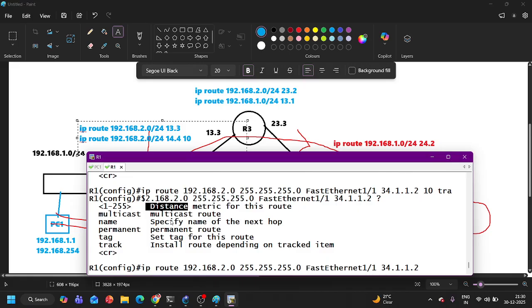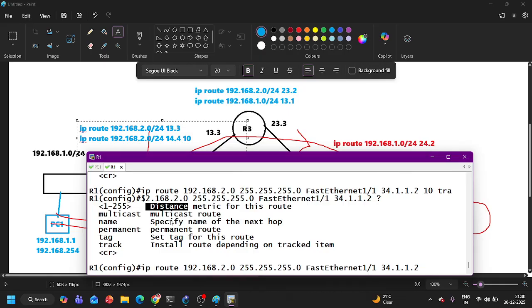Yes, sir. Yeah, tell me. AD value is considered between the different routing protocols, and metric is considered within the same routing protocol. Okay, great. Anything else? Metric is based on the hop count or bandwidth of the interface. Okay.